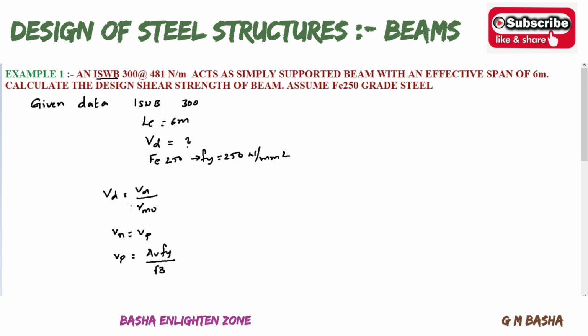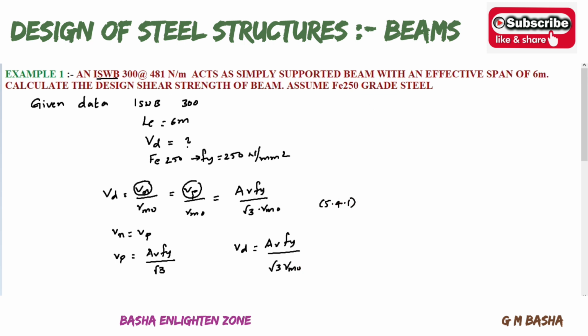See here, Vd will be equal to Vn by gamma m naught. In place of Vn, I am taking Vp because Vn is equal to Vp, and in place of Vp, I am substituting this formula: Av fy by root 3 into gamma m naught. You can remember the design strength formula directly like this also: fy Av by root 3 gamma m naught. For finding gamma m naught, we can check the code book, which is 5.4.1.